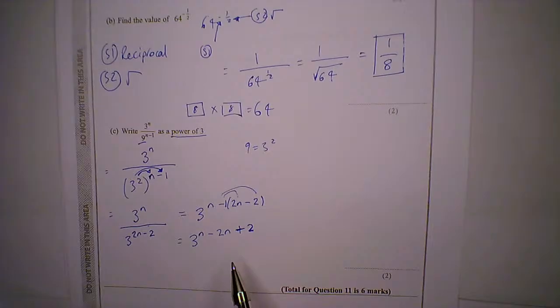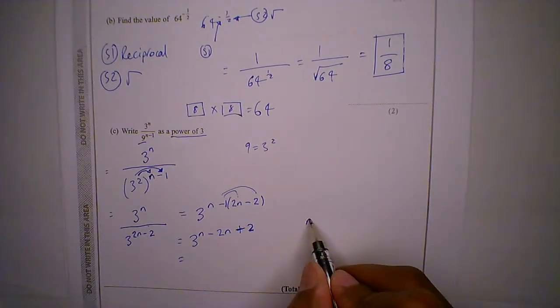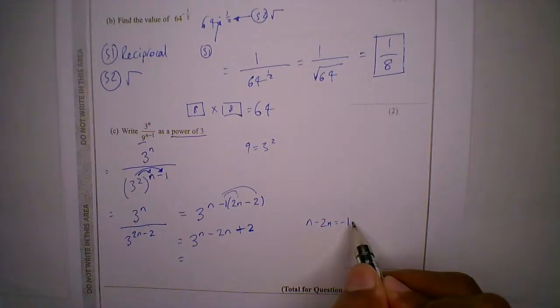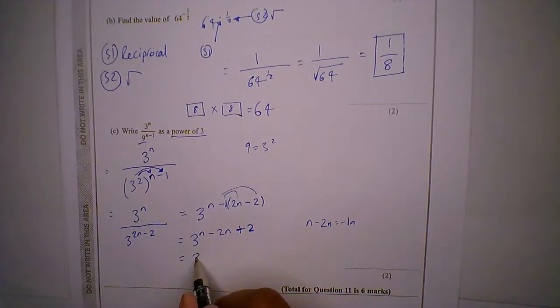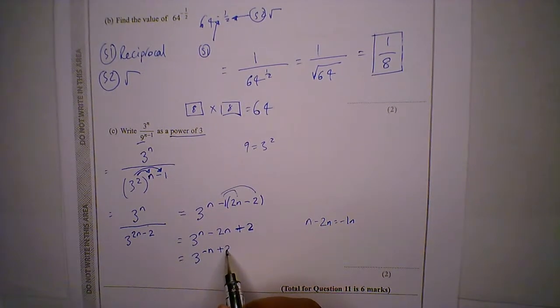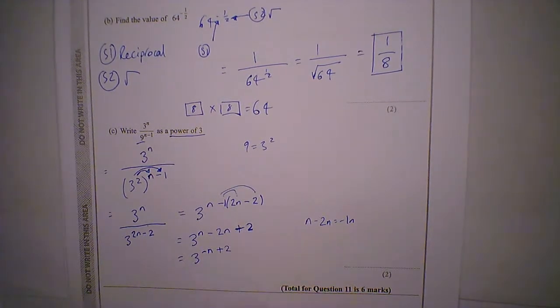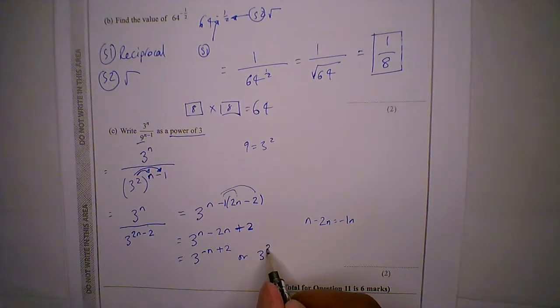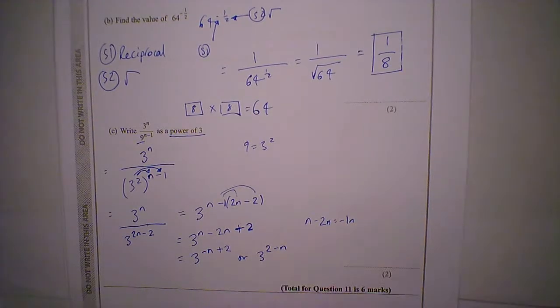And so now I've got n take away 2n, which is minus 1n. So I'm going to have 3 to the power minus n plus 2. I don't need to write 1n. And you could write this out neatly if you wanted. You can write it as 3 to the power 2 minus n. And that is my final answer.